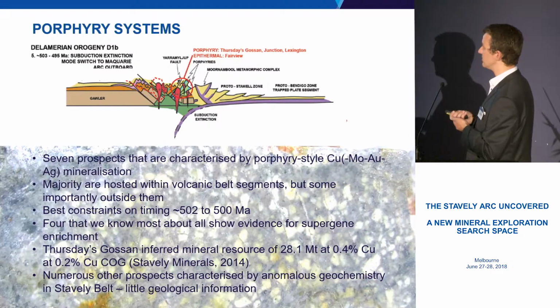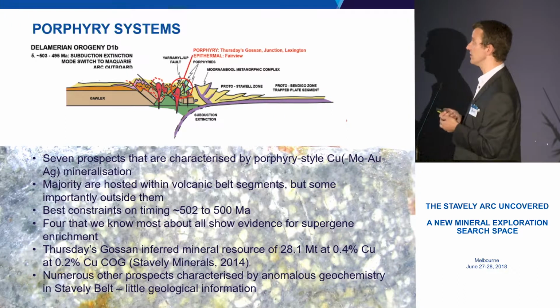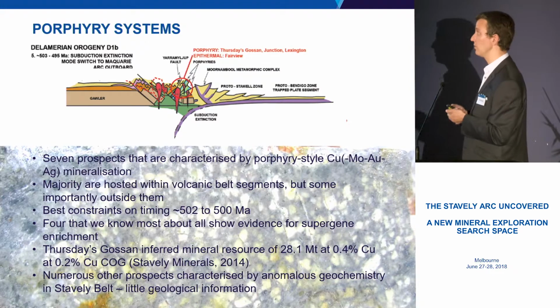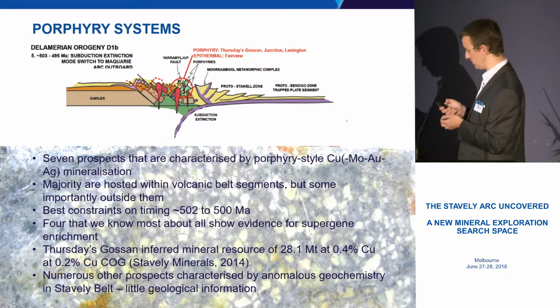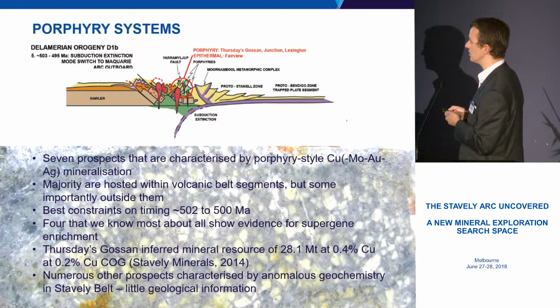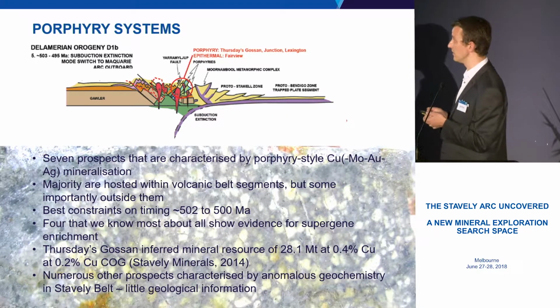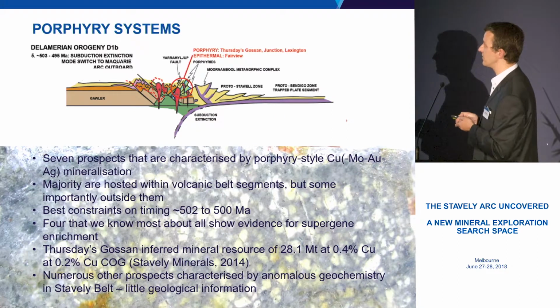The porphyry systems, we've got 7 prospects that are characterised by porphyry-style mineralisation. The majority are hosted in the volcanic belt segments, but some are importantly outside them. The best constraints we've got on timing from Chrissy's work are approximately 502 for 500 to 500. There's 4 that we know most about.